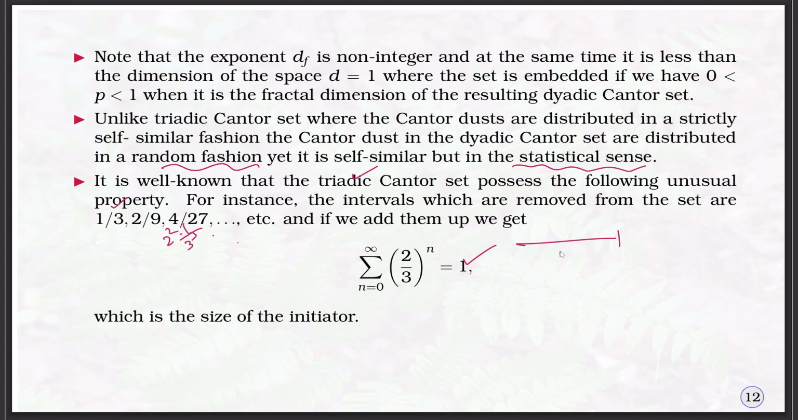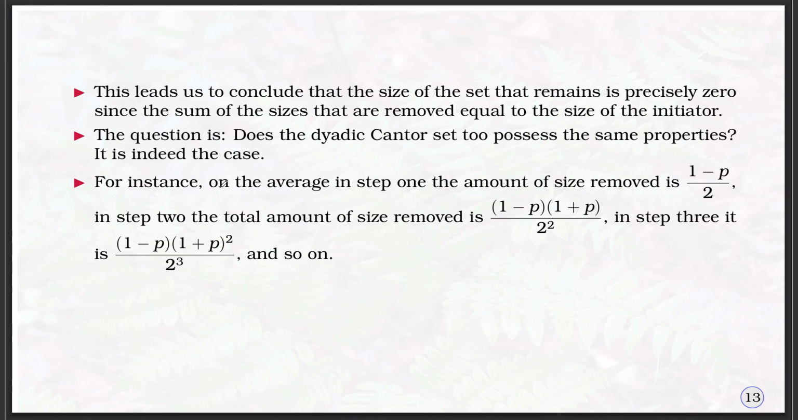That means we start with the closed interval [0, 1], and this sum gives the length of the intervals we removed to obtain the Cantor set, which is equal to 1. Both are 1. It means that literally there is nothing in the Cantor set, but we already discussed that the Cantor set has an infinite number of points, and its fractal dimension lies between 0 and 1. This leads us to conclude that the size of the set that remains is precisely 0, since the sum of what is removed equals the size of the initiator.